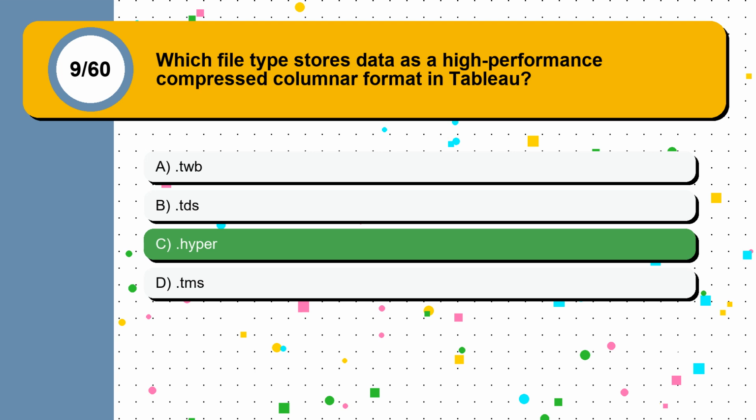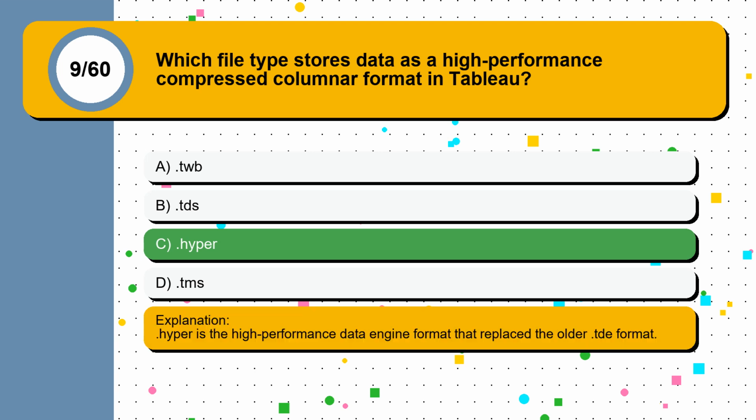The correct answer is option C, Hyper. .Hyper is the high-performance data engine format that replaced the older .TDE format.